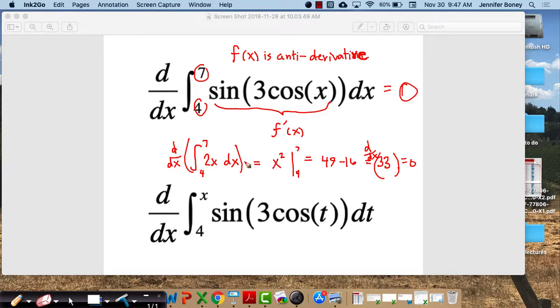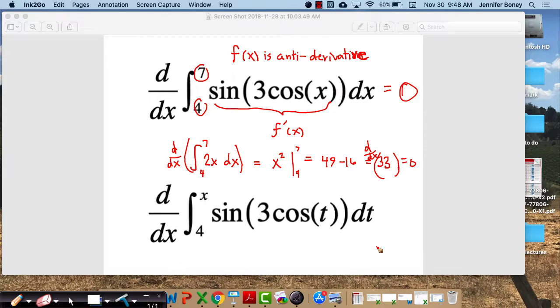So this is a simpler one to see because we can actually work through what is this mystery antiderivative, or what sort of accumulation function would have that sine of 3 cosine of x as its derivative. I don't know. Let me just say that it's some function called f. Well, if I could find that function called f, I would substitute in independent values of 7 and 4 and subtract to find that net change between 7 and 4. And then I take the derivative. Just order of operations wise, I've got one more step to do.